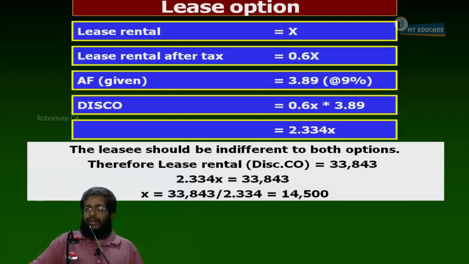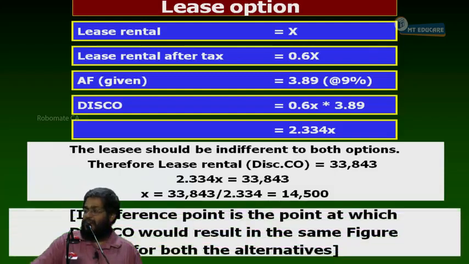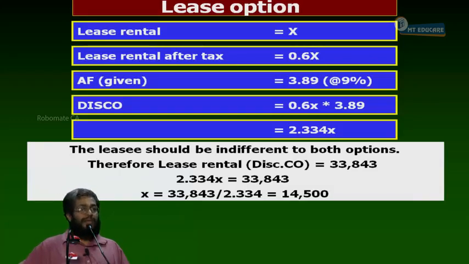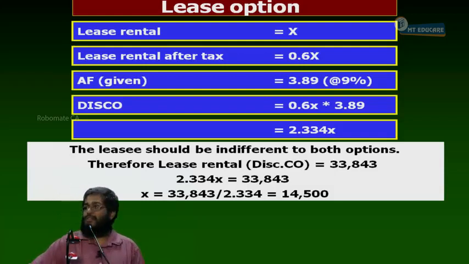Now, write down the lease rental decision. Have two columns. Lease rental less than 14,500: I want an answer. When the lease rent is less than 14,500, what should be the decision, lease or loan? Lease. If equal to 14,500, indifferent. If greater than 14,500, loan.